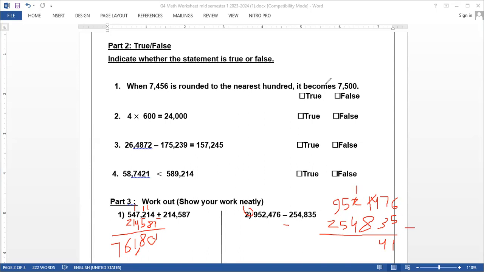Let me change the color to be clearer. Here, 14 minus 8, 6. 1 minus 4, we cannot. We take 1, it becomes 11. This becomes 4. 11 minus 4, 7. 4 minus 5, we cannot. We take 1 from this, it becomes 14. This becomes 8. 14 minus 5 is 9. 8 minus 2 is 6.